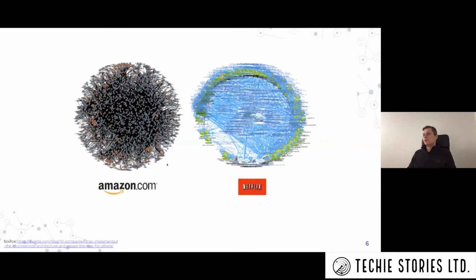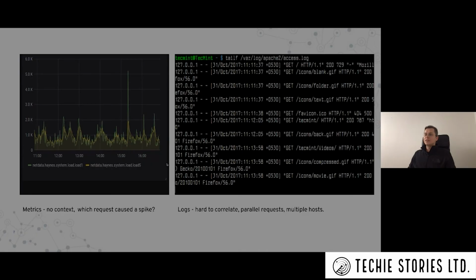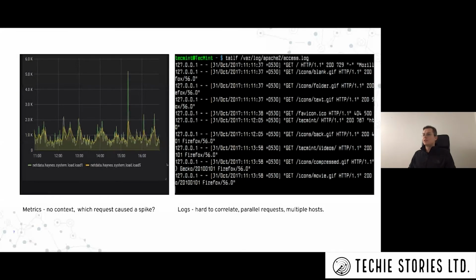And when speaking about complex systems, on this slide, we see Amazon.com and Netflix. As you can see, there are so many microservices, so many nodes, that we are no longer able to understand the system by just looking at it. So how do we monitor these systems? Traditionally, we used metrics and logs to understand our systems. And don't get me wrong, it's still valid telemetry that we should be collecting from our applications.